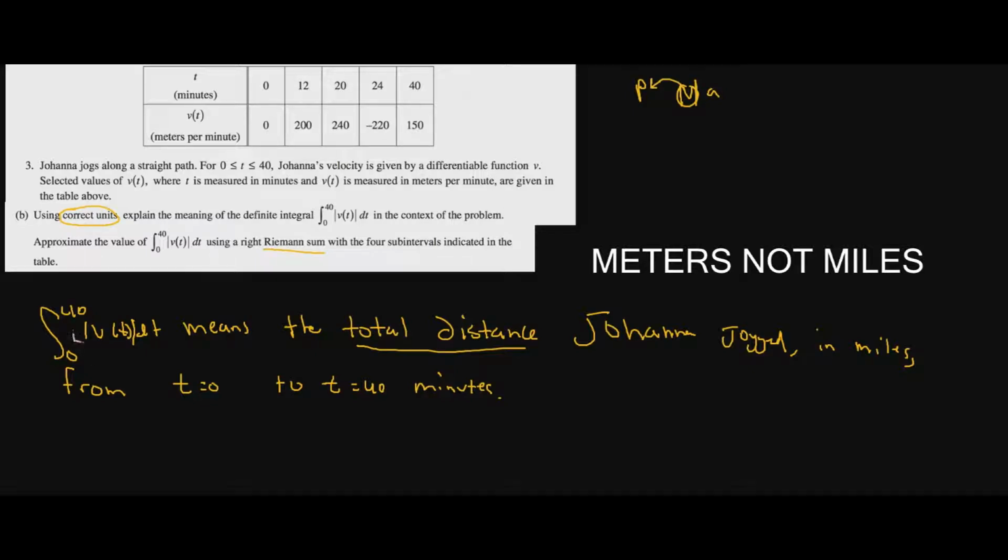Notice how we explain this part of the integral, which is the total distance Johanna jogged in miles. And then the last thing to explain is our bounds, right? That's where we have it right here, from t equals 0 to t equals 40 minutes. Boom. So that completes that first subset, that question right there.